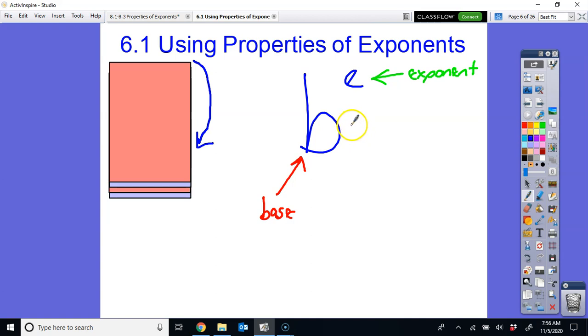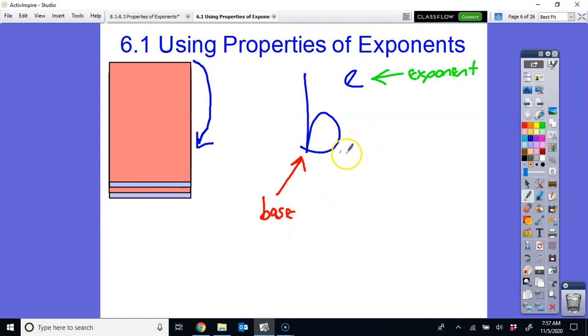Now, whether you remember them or not is a different story, and we're going to go through and practice them in this video, and then we'll probably practice them a little bit more tomorrow, as well as some a little bit uglier exponents that come from radicals or square roots.